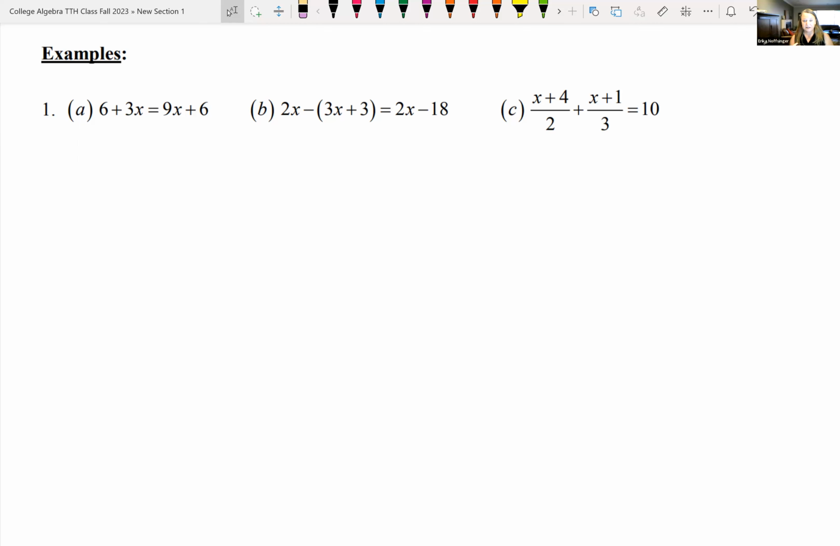Now we want to get the variables to one side and the constants on the other. To me, I don't mind which side you get the variable on. Some instructors may like you to get it on the left-hand side of the equal sign. It doesn't really matter to me.